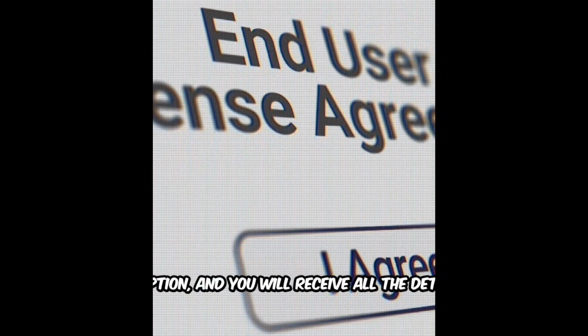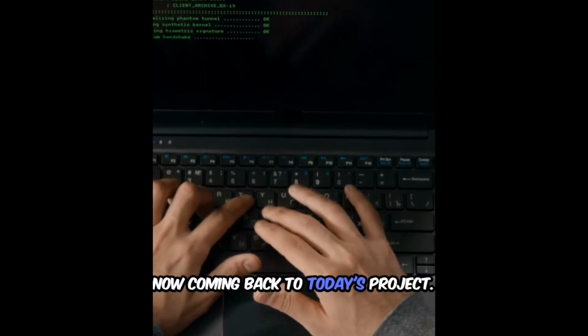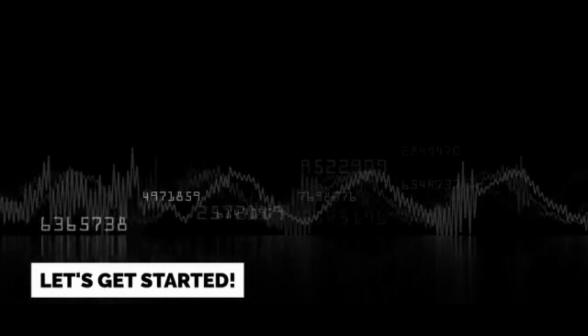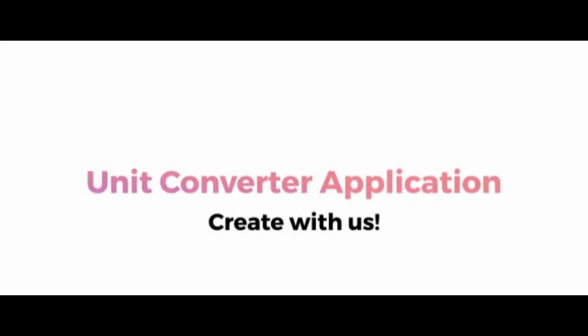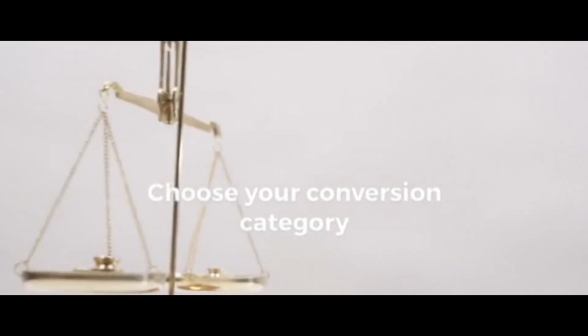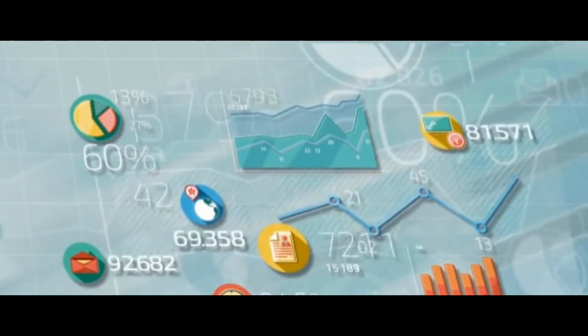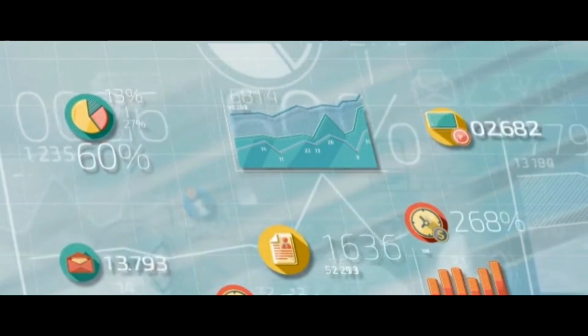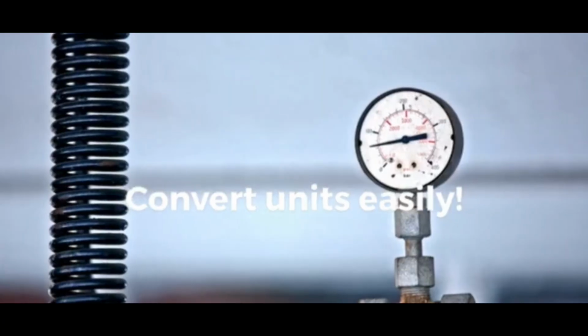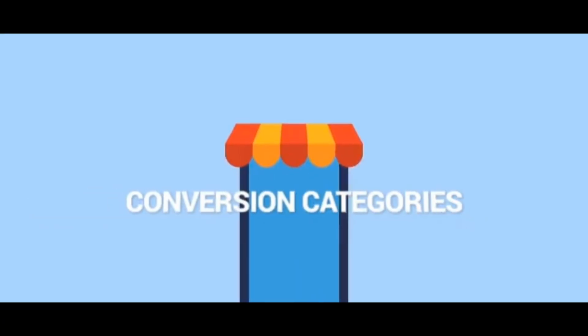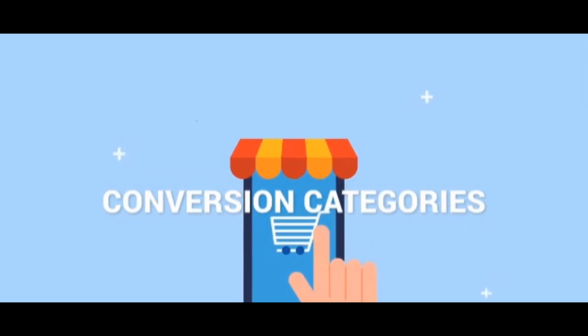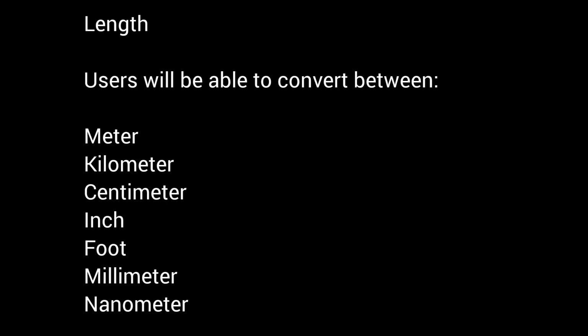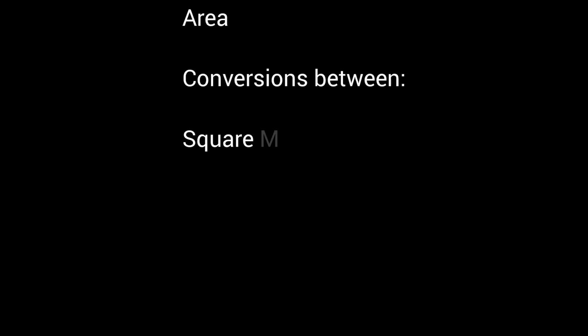Now let's talk about today's project. Today we are going to create a unit converter application. In this app, the user will first select a category such as length, temperature, area, volume, weight, or time. After selecting the category, the user can convert values between different units. These are the conversion categories in our application.